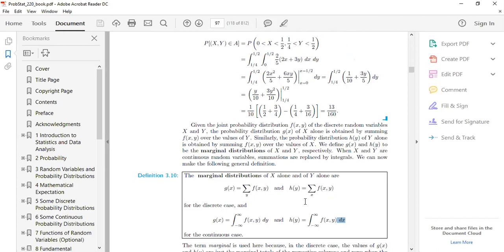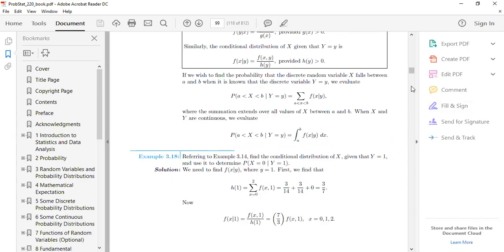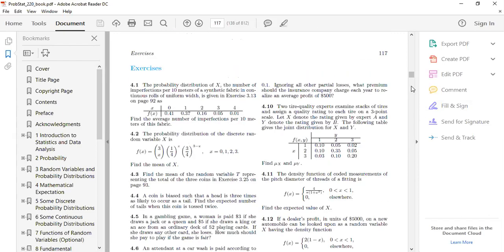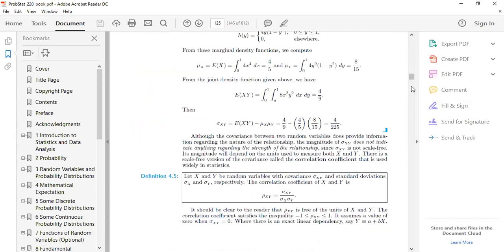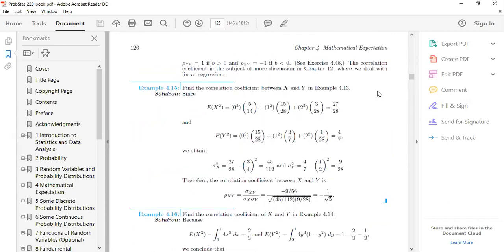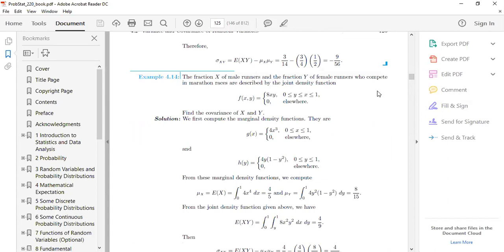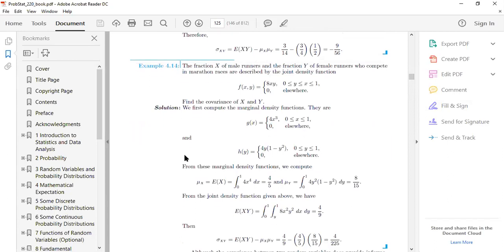So again, let me go back to page number 124. Please keep in mind this thing, just take the picture because we are going to use this one a lot. Okay, so page number 124. Here you can see two functions are provided to us, this g of x and h of y, but how can we obtain these two functions? That is using that marginal distribution, but we need to solve our work. So that's what we are going to do.